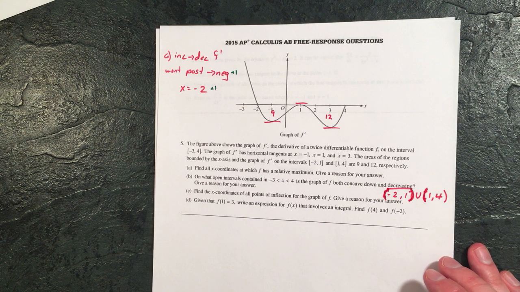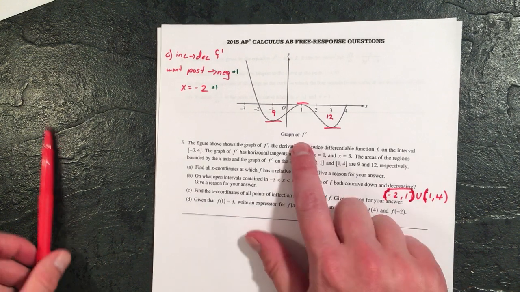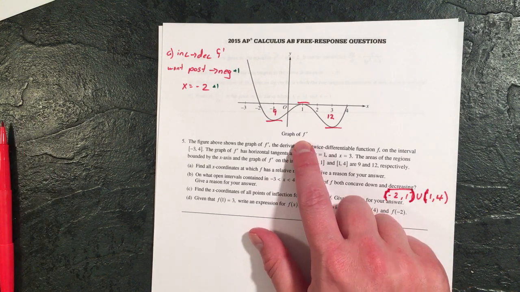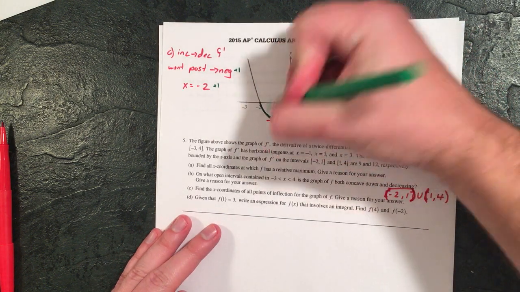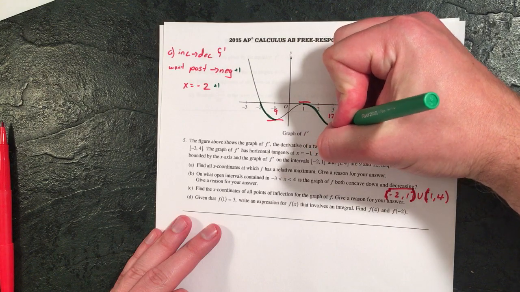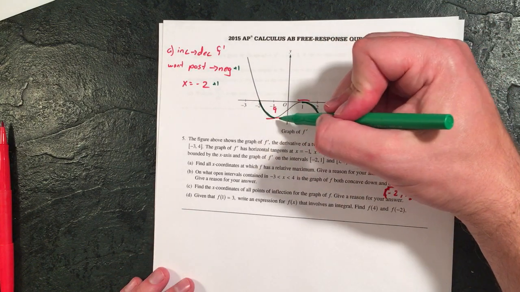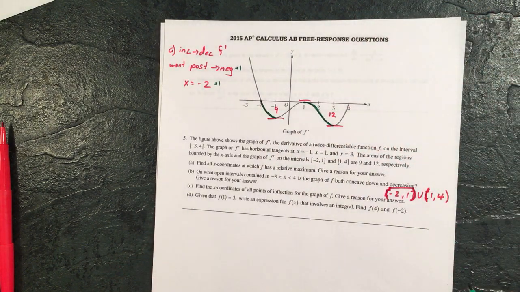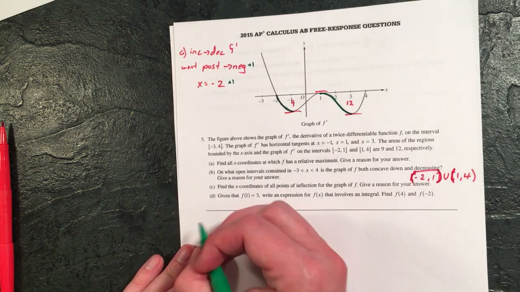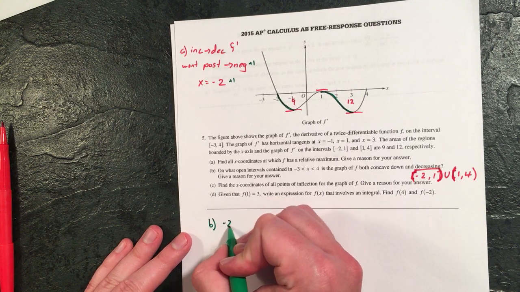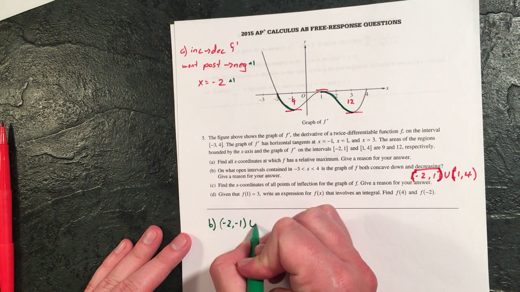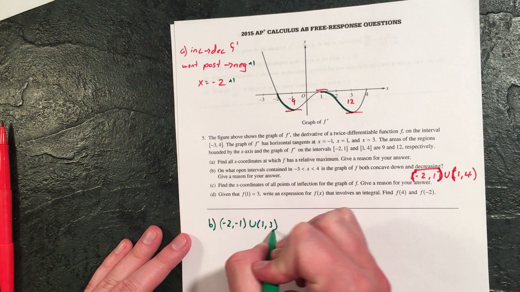So that's where it's decreasing, but we also want concave down. Remember, concave down is where the graph of the derivative is actually physically going down. That occurs on this interval here and here, right? Those are the ones actually decreasing. And it's under the graph, so that's going to be our answer here for part B. So part B, what is that? -2 to -1, as well as 1, 2, 3.